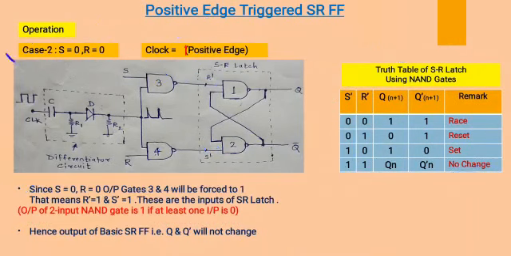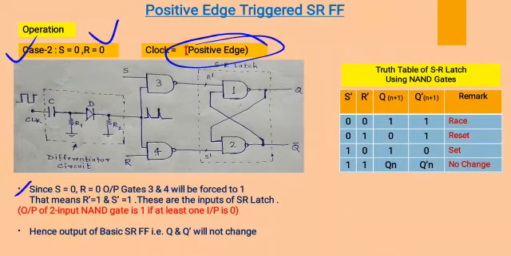Now the second condition, in which a positive clock edge is applied to the SR flip flop and S and R are both 0. Since S and R are both 0, again the output of gates 3 and 4 will become 1 1, as we have studied from the truth table of the NAND gate, which concludes that the output of a 2 input NAND gate is 1 if at least one input is 0.